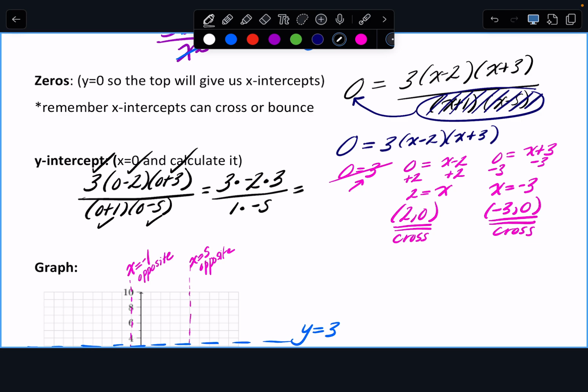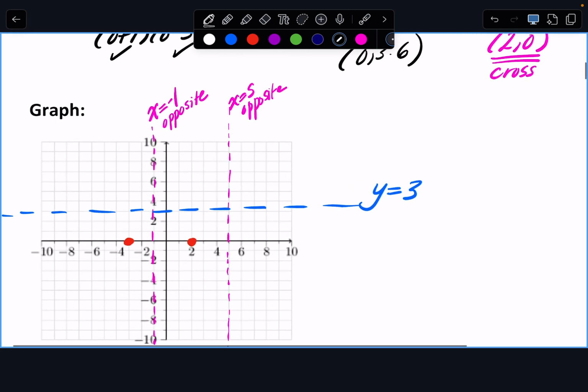So I'm just going to do a decimal. For graphing, decimals make more sense in my brain. So I'm doing 3 times negative 2 times 3. And then I'm dividing it by negative 5. And that's 3.6. So when we plugged in 0, we got out 3.6. So there's another red point over 0 up 1, 2, 3.6.